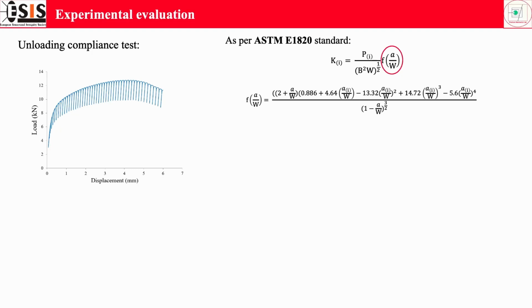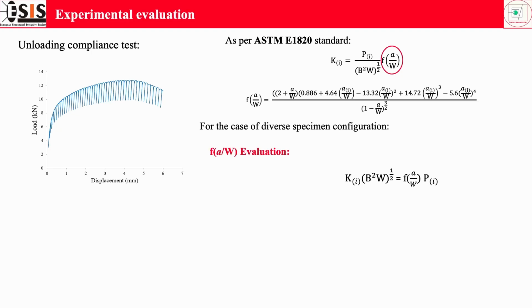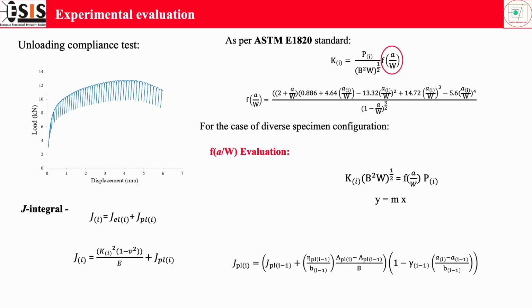Now, this formula is mentioned in the ASTM standard for the homogeneous specimen, but for the specimen with a hole on it, we can find out the function of A by W using this. We just have to put this denominator on the left hand side, and we can get this expression. And if we put the values of the simulation at the different crack tips, we can get an expression like y equal to mx, and that slope will represent the value of the function of A by W. So in this way, we can find out the function of A by W of our specimen, which is diversified. Those formulas are not mentioned in ASTM E1820. So in this way, the function of A by W can be calculated.